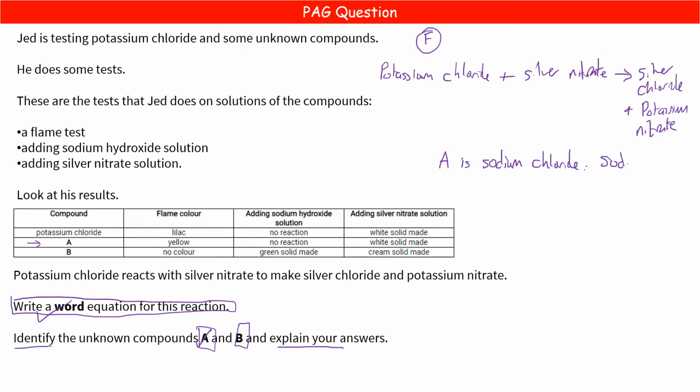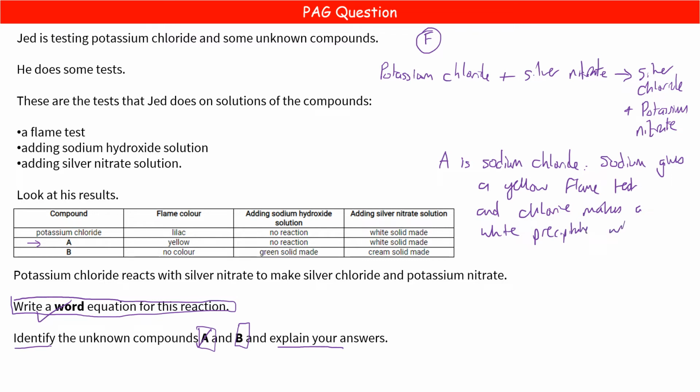So sodium gives a yellow flame test, and chlorine makes a white precipitate with silver nitrate.